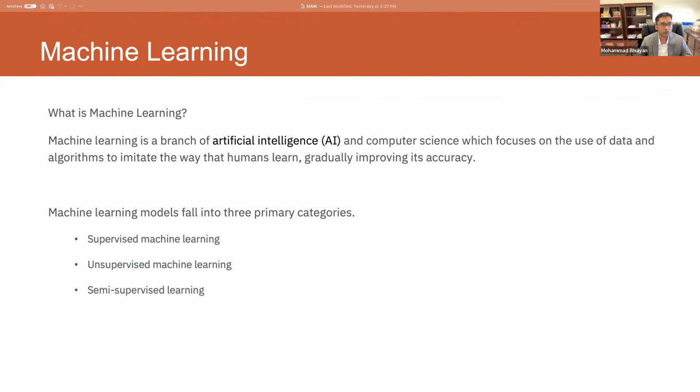The next section, I want to talk about machine learning. This is actually a hot topic right now. You see everywhere artificial intelligence, machine learning, computer science. People are also very interested to talk about this. So what is machine learning, what does it actually do, and how does it help us understand the data? There are 3 different types of machine learning models: supervised machine learning, unsupervised machine learning, and semi-supervised machine learning.